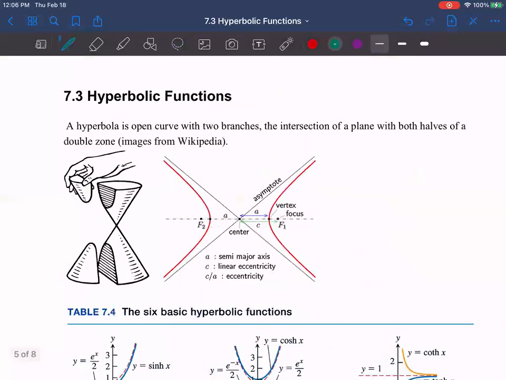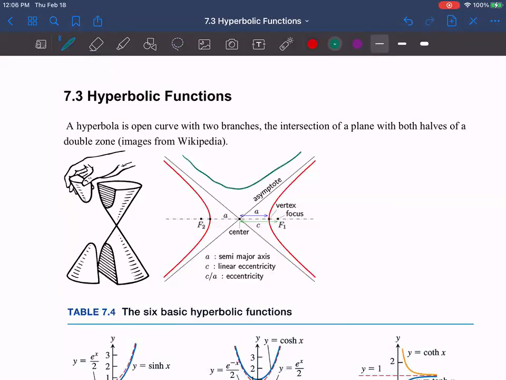Okay, so let's get into the actual hyperbolic functions here and what the graphs look like and how we can use them, not just what they are, but what can we do with them? So here is a hyperbola. I drew this picture for you before. Hyperbolas can also go like this too.